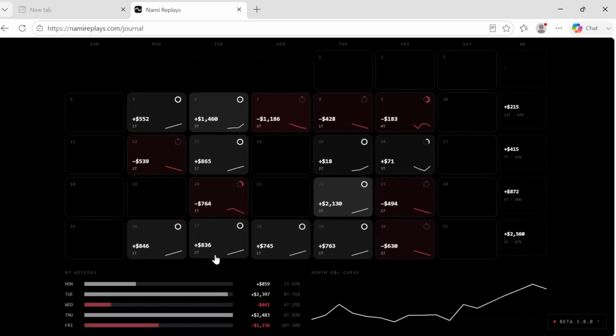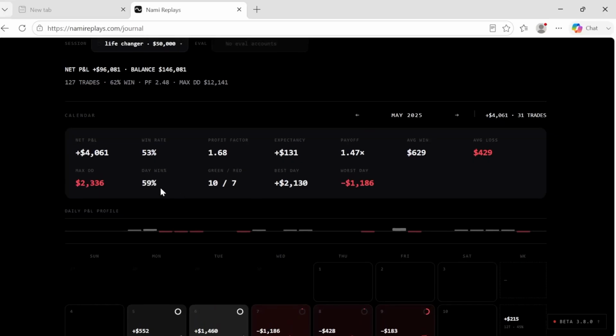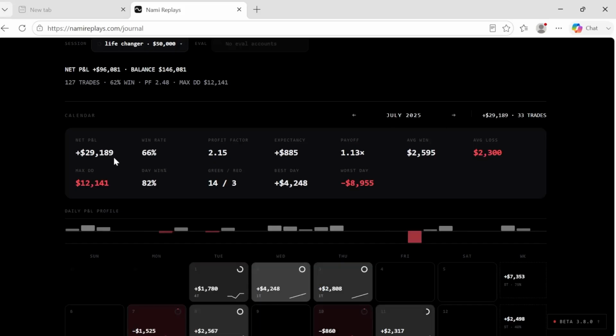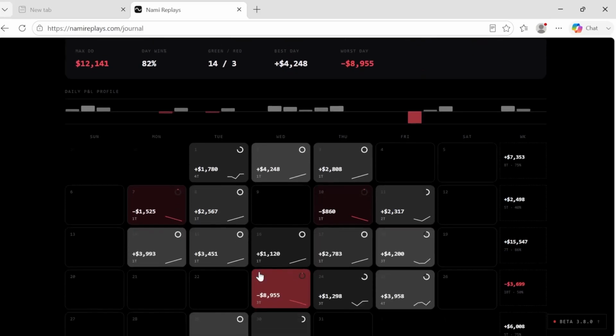You guys are going to see how the calendar changes. This was the first month when I first started out with it: 53% win rate with a 1.6 profit factor. Then you go on to the next month. Win rate jumps, profit factor jumps. You go on to the next month. Win rate jumps, profit factor jumps. The green and red days significantly changed.